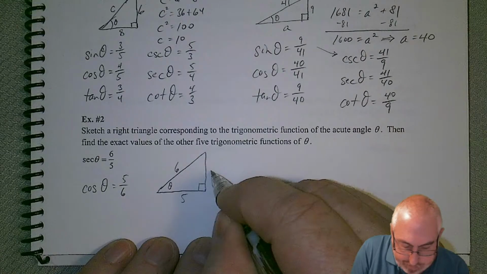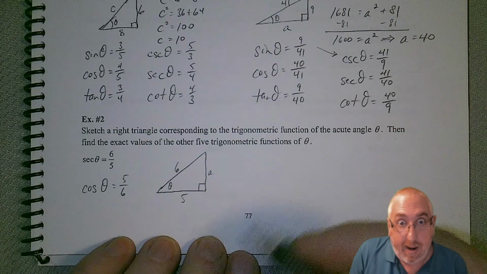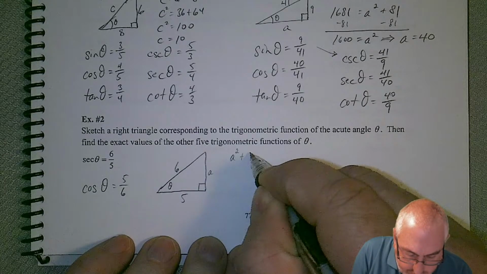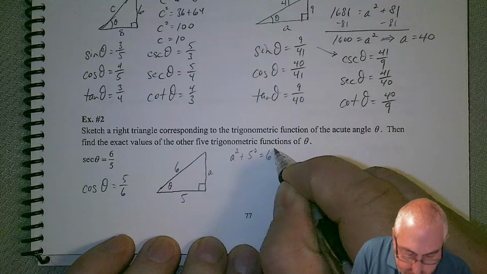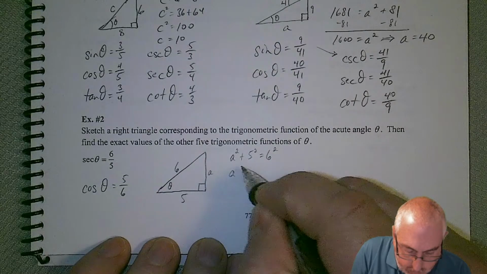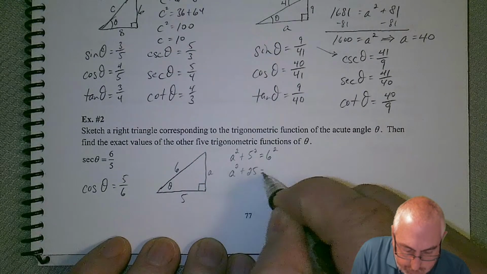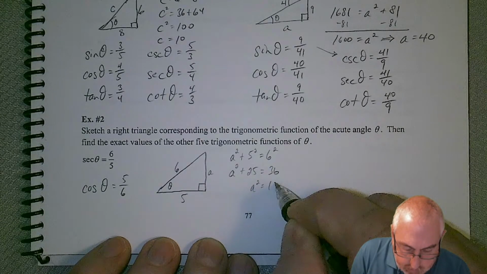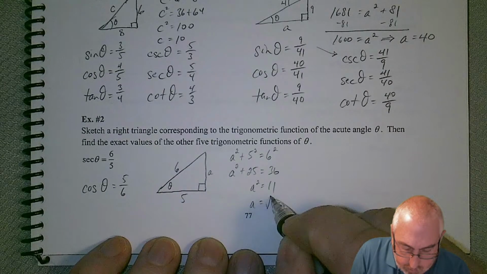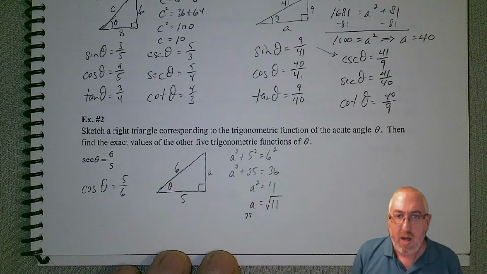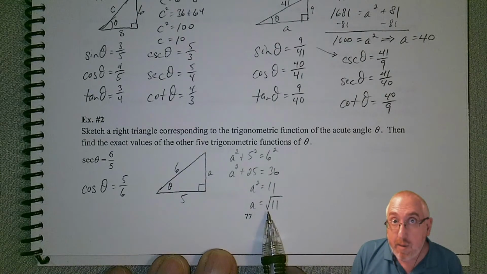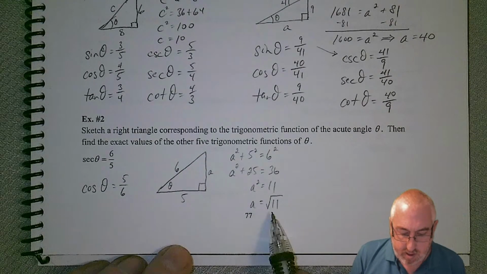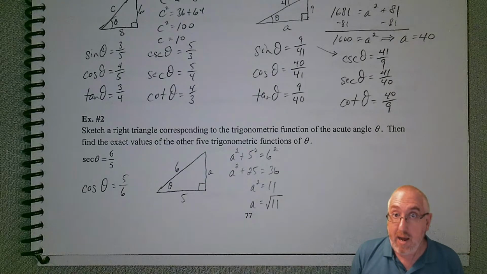If we want, we can call it A or X or whatever we want. But at any rate, we know that A squared plus 5 squared should be 6 squared. So we can knock this down pretty quick. And if we subtract 25, we'll get A squared equals 11. And so A should be equal to the square root of 11. Now, typically we would have plus or minus here, but because we're dealing with sides of a triangle, we only want the positive. So the side is going to be the square root of 11. So now we should be good to go.